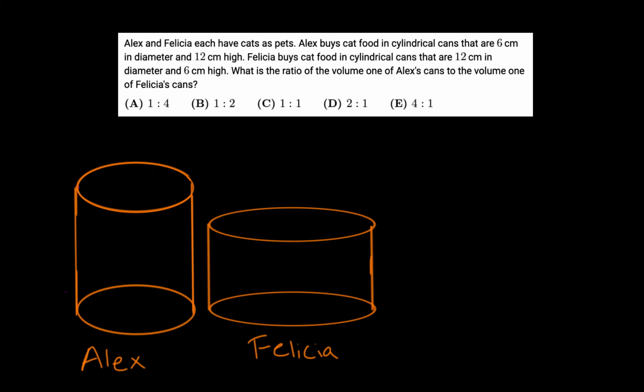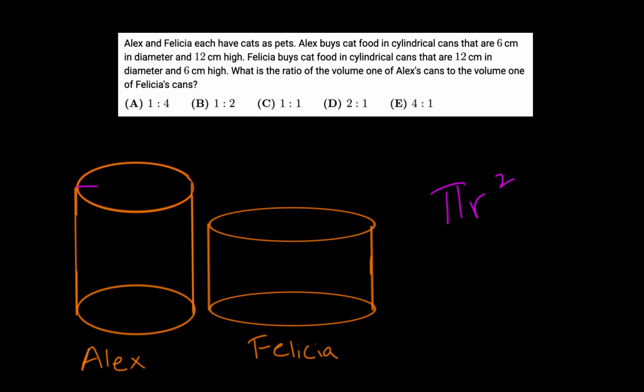Now, the volume of a cylinder is the area of the base times the height, because if you think about it, a cylinder is almost the expansion of a circle. You're just adding height to a circle. And we know the area of a circle is pi r squared. Now let's get back to the dimensions that our problem gives us.